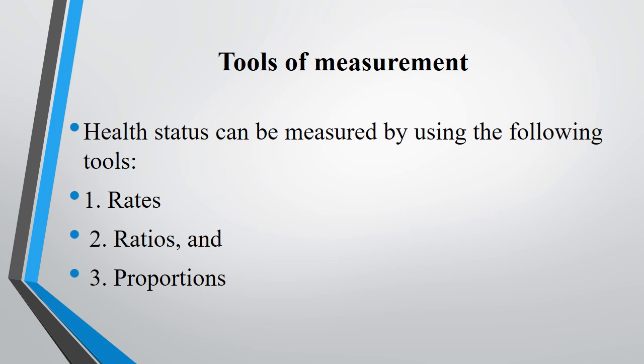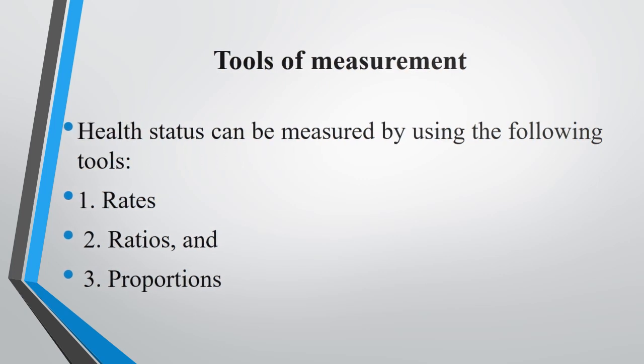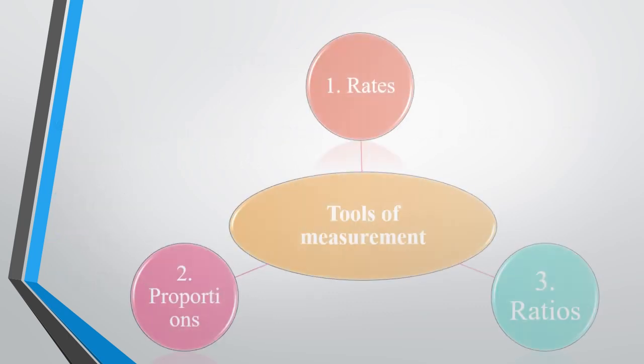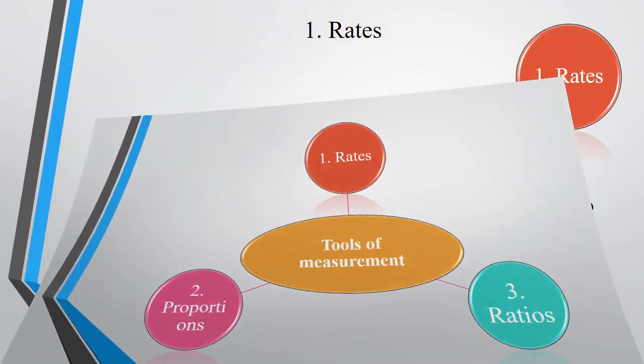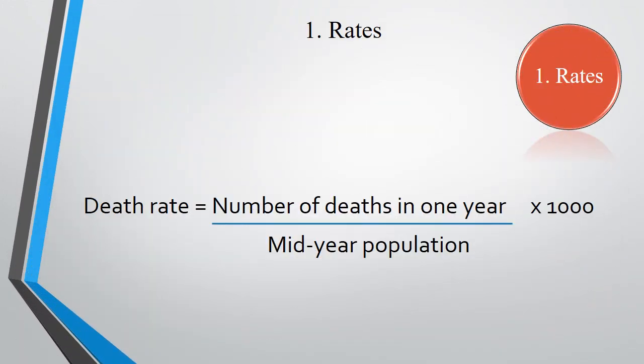Next we will see about tools of measurement. There are three tools present. First one is rates, ratios and proportions. This is very important: rates, ratios and proportions. Next, first one is rates.